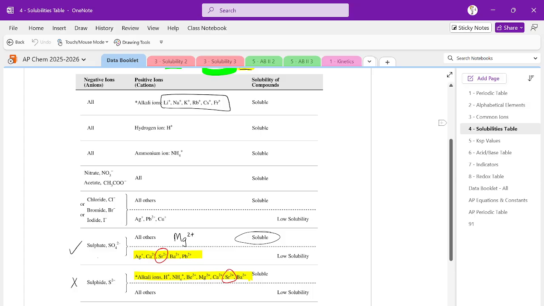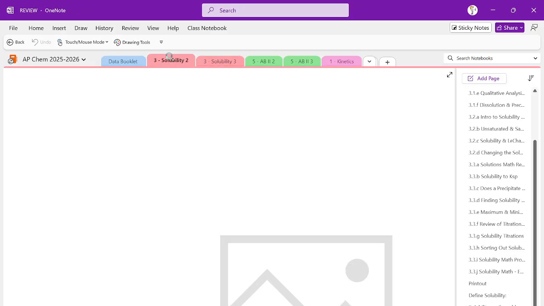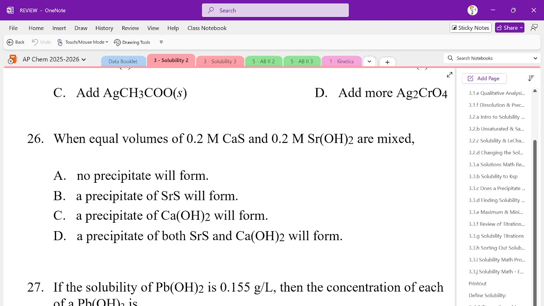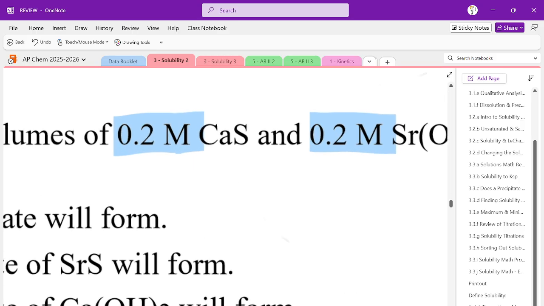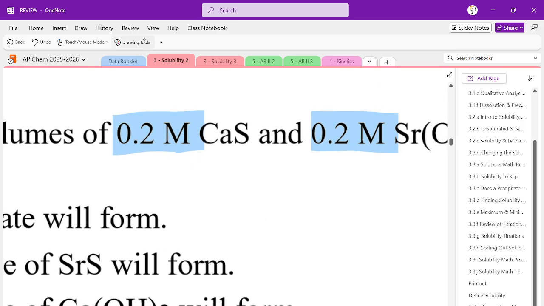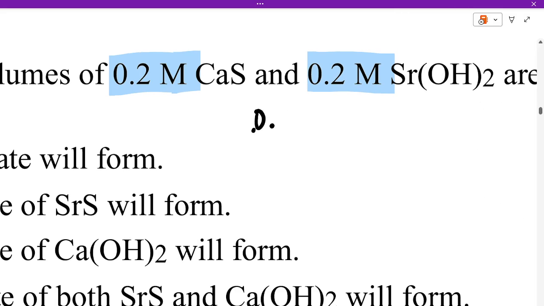No. Because you're mixing 0.2 molar and 0.2 molar. So what are you going to get? 0.1 molar. Yes. And so you're just looking at, are they soluble or not? Not Ksp, not anything like that. Just are they soluble or are they not?